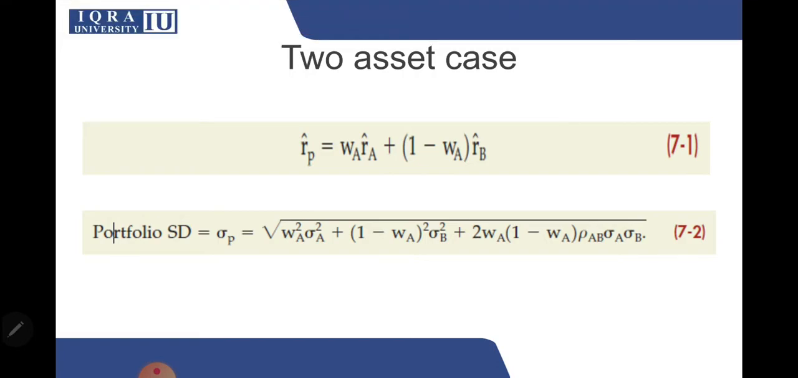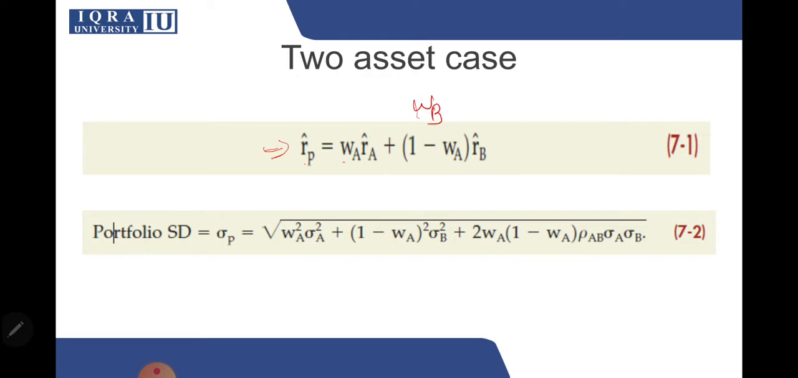Now this is the two asset case. So over here we are going to assume that there are only two assets, stock A and stock B. Now if you want to calculate the return of the portfolio, you already know how to do that. It is the weight of stock A multiplied by the return of stock A, plus 1 minus WA, so this means WB because there are only two stocks in the two asset case, multiplied by the return of B.